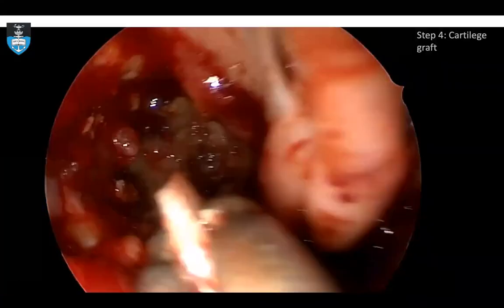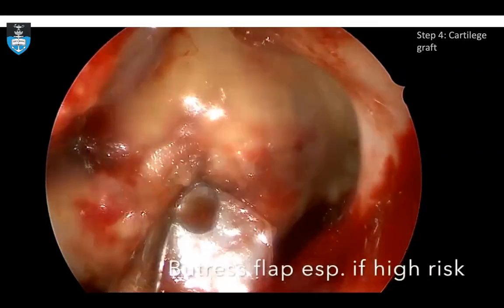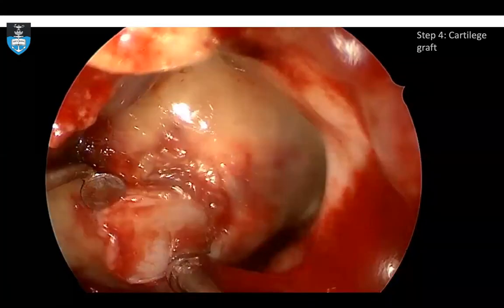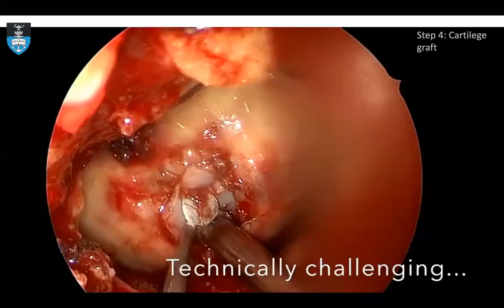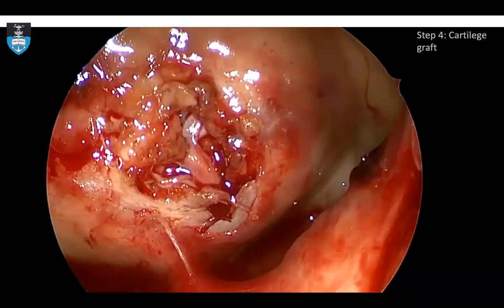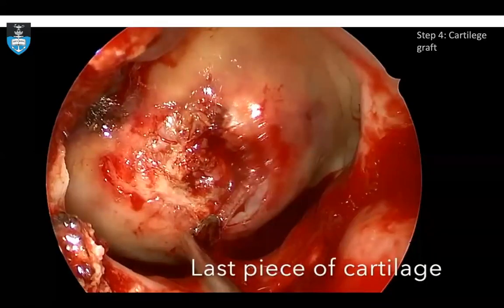Okay, and then this is where they've removed a bit of cartilage from the septum after the fat has been placed. This is the buttress flap. Technically quite challenging, but you'll see in a minute that this one pops in very nicely. And that's the last piece of cartilage.